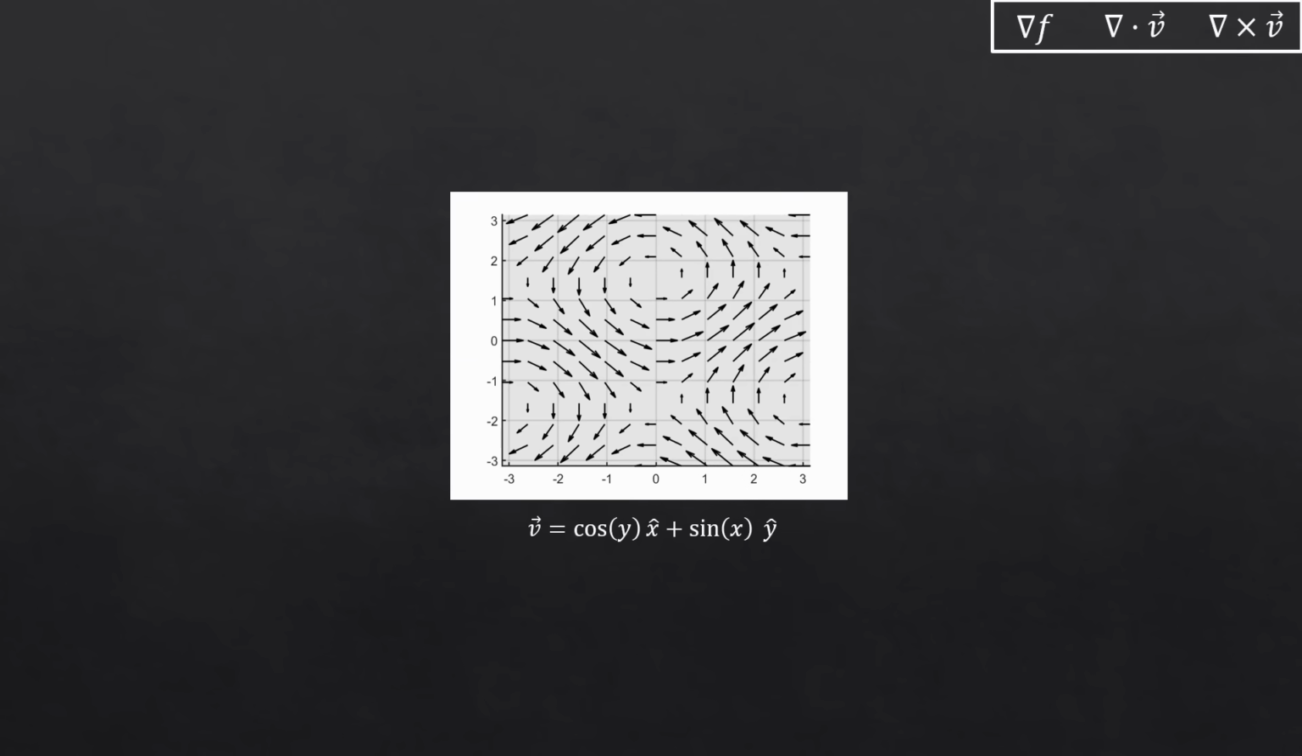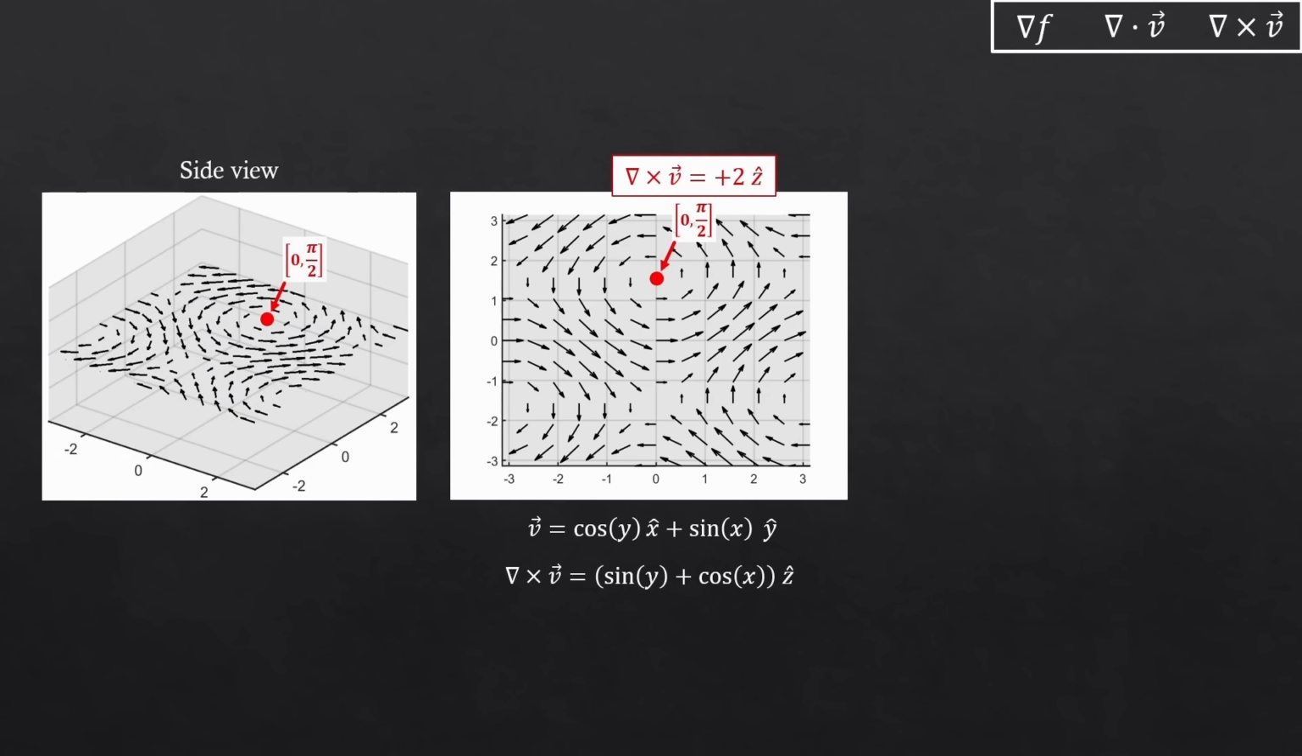So, if we take the curl of this vector function, we get sine y plus cos x in the z direction. Okay, so the answers again depend on the coordinates. Let's have a look. Let me pick this point, (0, pi/2). If we plug in the x and y values, we end up getting plus 2 in the z direction. For better understanding, here's the side view of the graph. Plus 2 in the z direction is this.